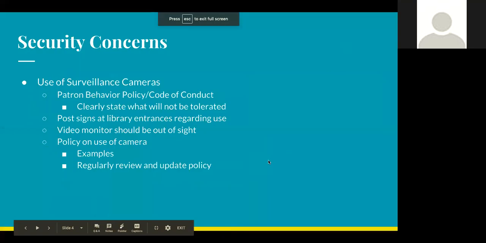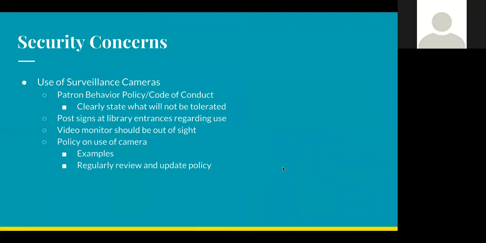Okay, so we've talked about that. One of the things that I've noticed when I've walked into some libraries is they might have a really fancy security surveillance camera, but I never see a sign. And this is clearly a violation of patrons' privacy. You're in a public building and you must post signs at library entrances regarding use.